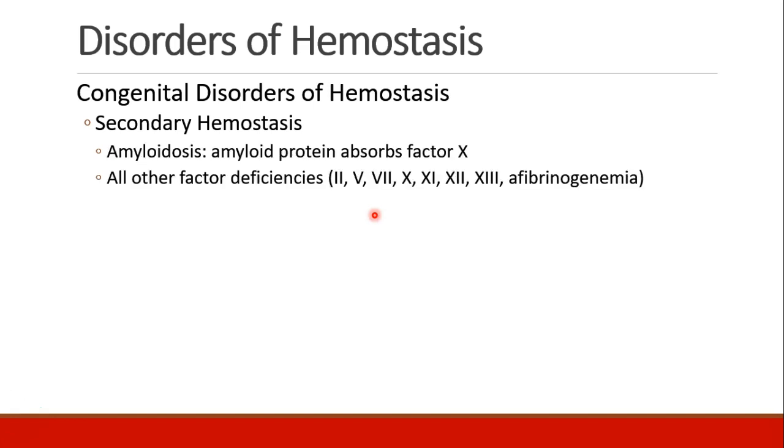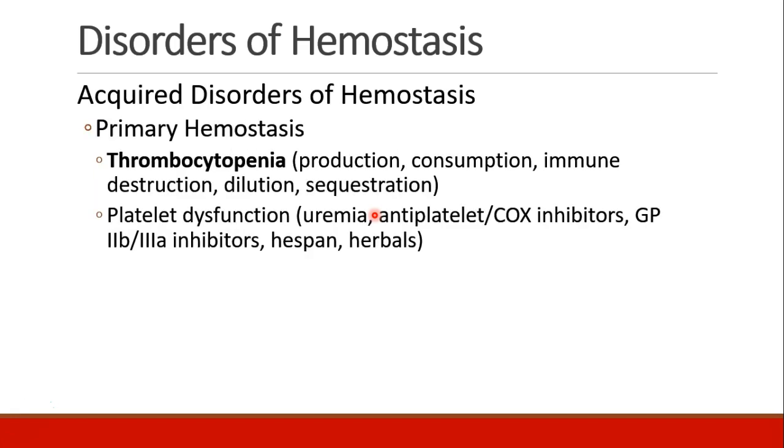Disorders of secondary hemostasis are varied. Amyloidosis patients may have amyloid protein absorbing factor X, so it can't be used, but you can be deficient in virtually any coagulation factor. Those are all congenital disorders.